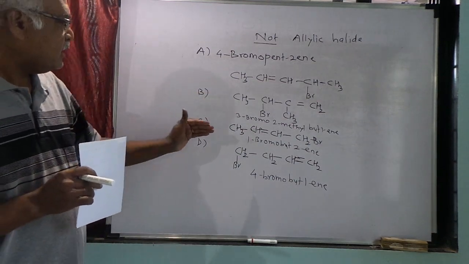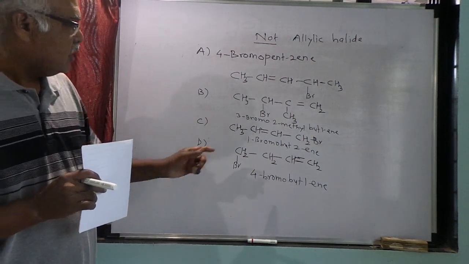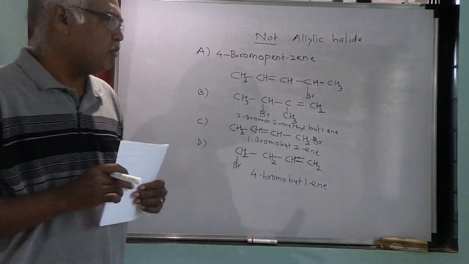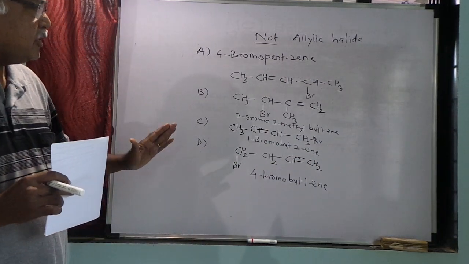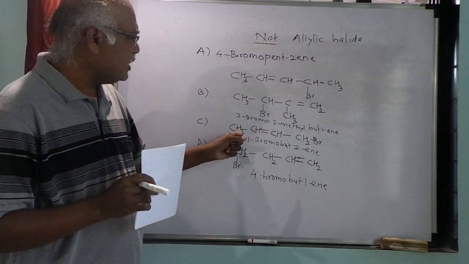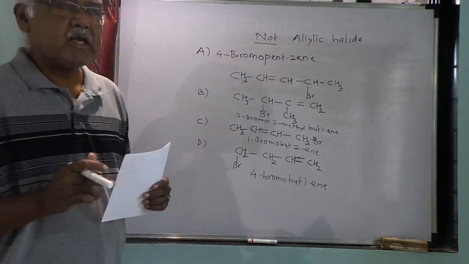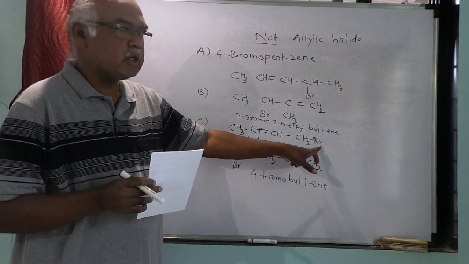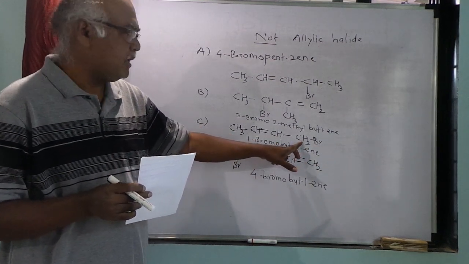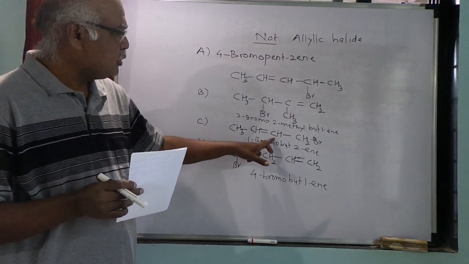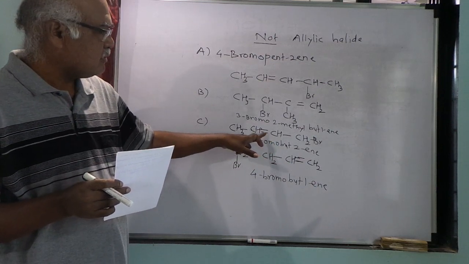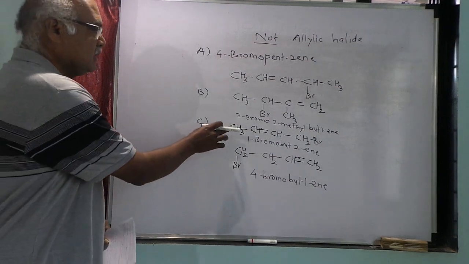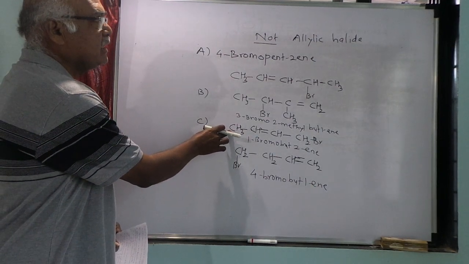Then the third option, 1-bromo but 2-ene. Now in this particular structure there are 4 carbon atoms, 1, 2, 3 and 4. So on carbon atom number 1 there is bromine, and this carbon is sp3 hybridized. The next carbon should be sp2 hybridized, and this is sp2 hybridized because there is double bond. So this is again an allylic halide.